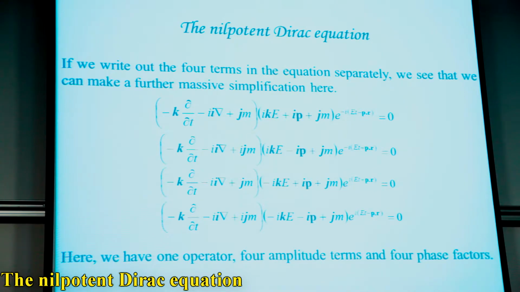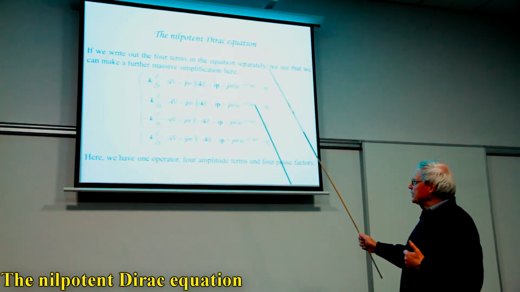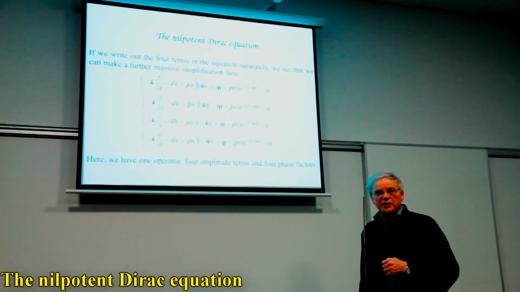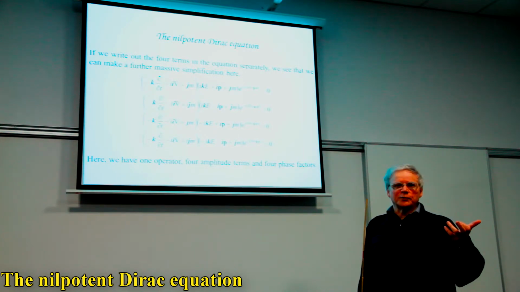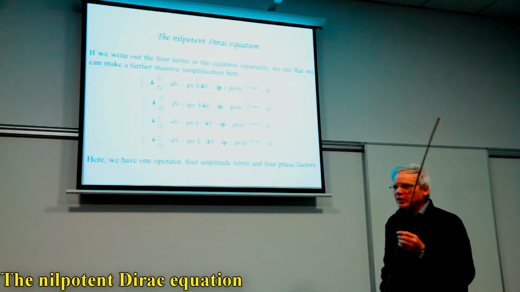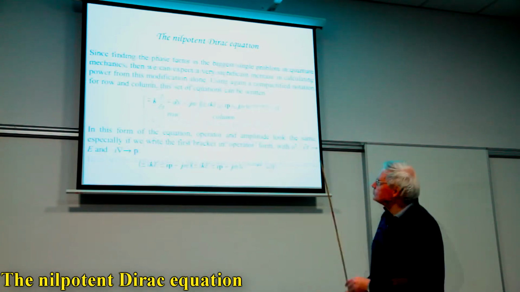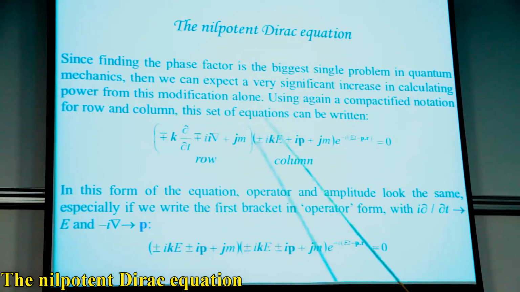And I'm going to do another trick here, a trick that makes a huge difference to making this an easy equation to use. We're going to remove the variation in the phase factor, because when you have to solve a Dirac equation, the first thing you've got to find is the phase factor. If you've got to find 4, that is infinitely more difficult than finding 1. So we're going to reduce those to 1 phase factor. However, we're going to transfer the variation in that onto the operator.